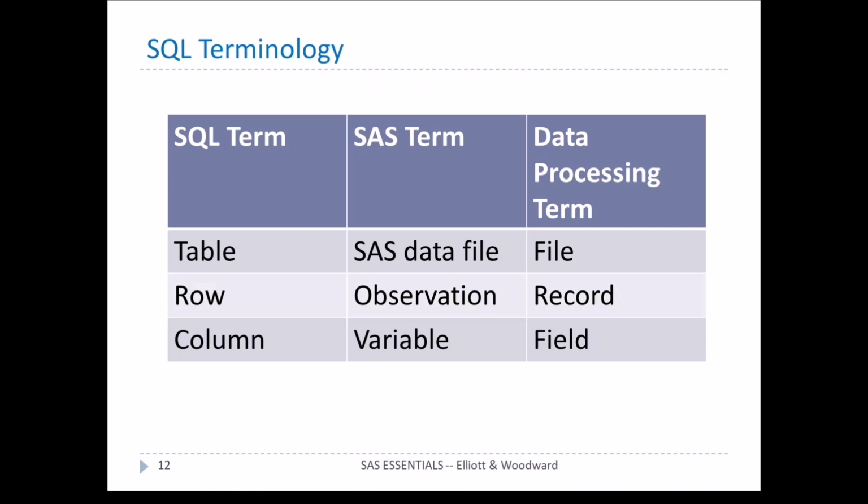So here's some terminology. Here's a SQL term, a SAS term, and also I threw in a data processing term. In SQL, we refer to a table, whereas in SAS, we often talk about the SAS data file or data set, whereas the data processing term is simply a file. SQL talks about rows. SAS often uses observations. Data processing uses records. Sometimes these are used in all three. The SQL term talks about the column of data. SAS talks about variables, and data processing uses fields.